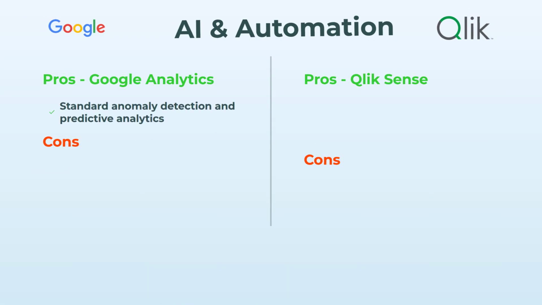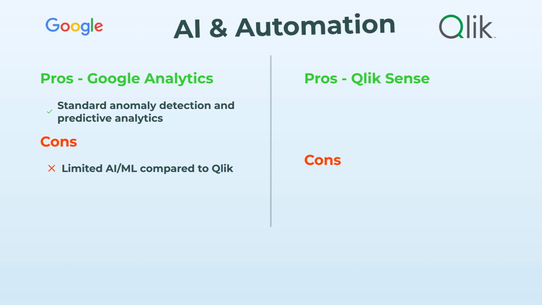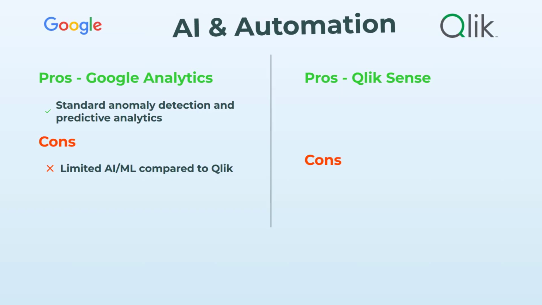Let's geek out a little with AI and automation. Google Analytics does the basics. Anomaly detection, predictive stuff, but don't expect mind-blowing AI features. They're just kind of okay.